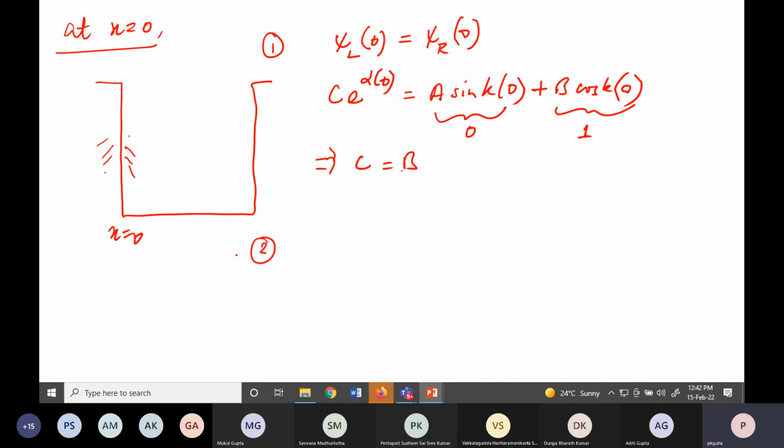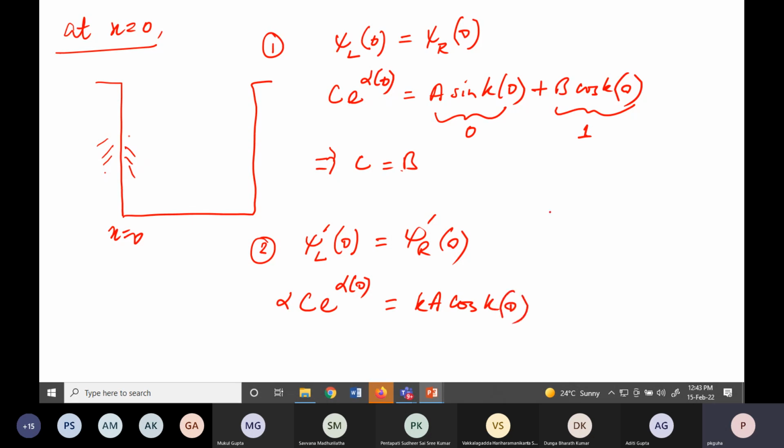What about the second boundary condition? The second boundary condition at x equal to 0 is that the first derivative is continuous. How will I get the first derivative continuous? That means psi L dash 0 is equal to psi R dash 0, right? So what is the derivative? Alpha C e to the power alpha x, that is the derivative. So C e to the power alpha x at 0, right? What is the derivative of A sin kx? That is A k cos k0.